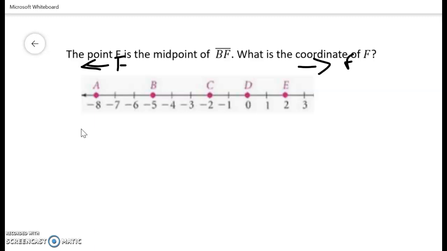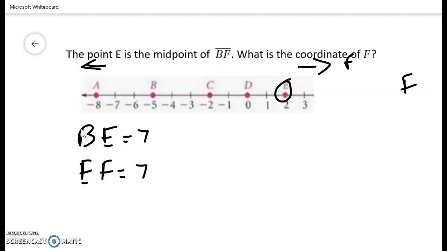Now let's think about this. If E is the midpoint, it's right here in the middle, and B is right there. That means F has got to be over here. We can't tell exactly where F is, but it's got to be over there somewhere. Okay? So what is BE? BE is 7 units. So then we know that EF is also 7 units. So starting at 2 and going 7 units, our coordinate for F has got to be 9. Do you see that?